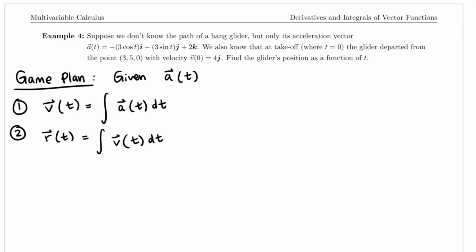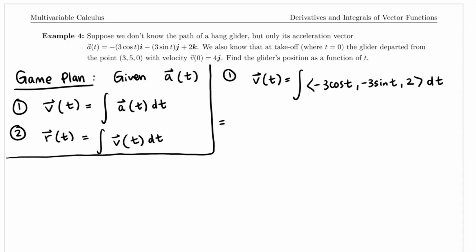Okay, so here's a quick game plan. We're given the acceleration vector function. From there, we can find the velocity function by taking the integral of the acceleration, and then from there we can find the position vector function from integrating our velocity function. So let's go ahead and start.